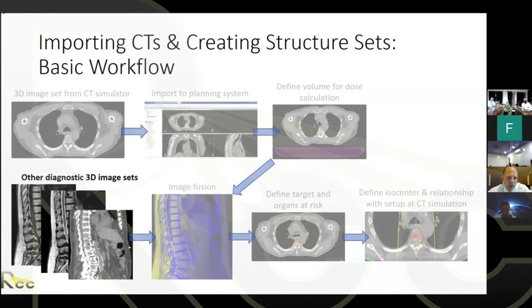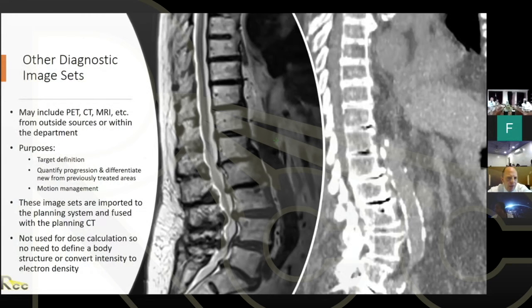All right, so moving on to the other diagnostic 3D image sets. There's many reasons why we may want to import different diagnostic image sets to help with the planning process. Some of the purposes of those include target definition, quantifying progression and differentiating new from previously treated areas, and then motion management. These image sets are then imported to the planning system, and they're fused with the planning CT. They are not used for dose calculation, because we're just going to use one set, which is usually the planning CT. And so we don't need to define a body structure to convert intensity to electron density. Usually, it's just going to be fused to the planning CT and then used in whatever way we need it.